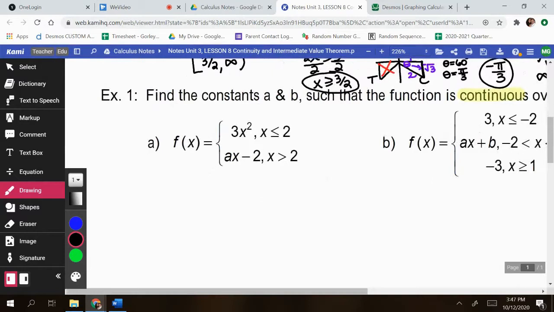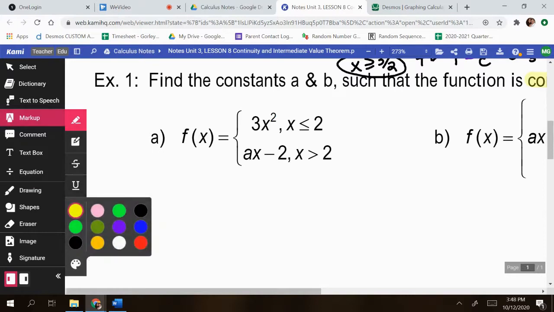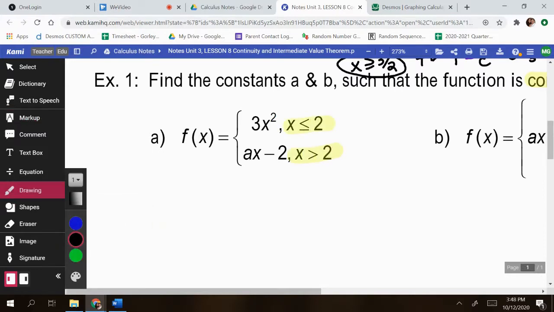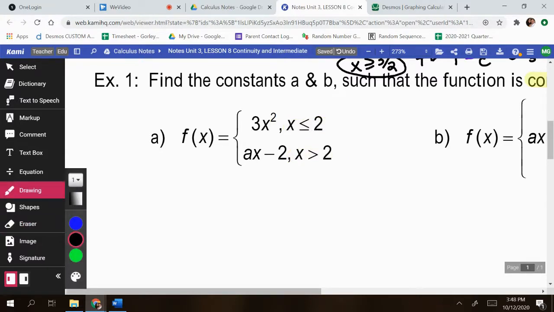Looking at the first problem here, we see a piecewise function. Now, where would this piecewise function possibly be discontinuous? If there was going to be discontinuity anywhere, it would be at x equals 2. See how that's where we make the jump from 3x squared to our linear function? Okay, so we want to guarantee that it is continuous at x equals 2. Like if I was going to plug in 2 into this first function here, 3 times 2 squared, that would really be 3 times 4, which is 12. I already know that I have a closed dot at (2, 12).